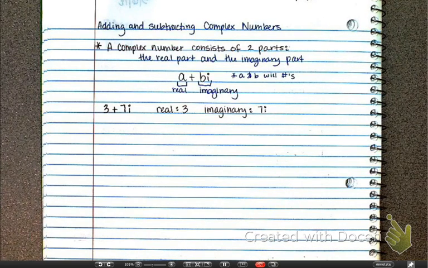Cool? Okay, so this next part we're going to be adding and subtracting, and it's super complicated and difficult, so I'm going to give you the steps. I'm being sarcastic. You never heard me be sarcastic.